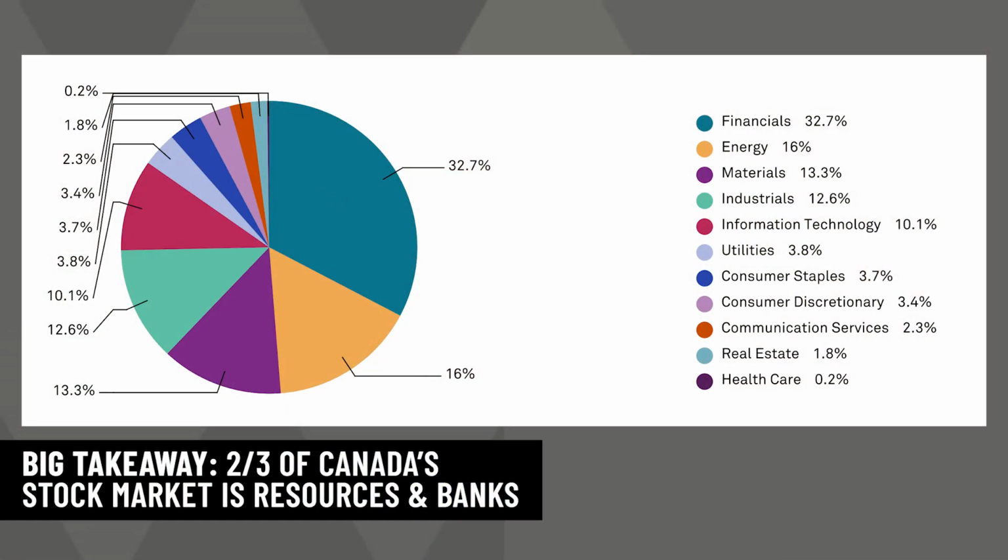The other big one that Americans should know about would be, of course, our financial sector. So we have these massive banks in Canada, and they take up about 32% of the TSX. So between the materials, energy, and financials, you're getting close to two-thirds of our market. So that's the kind of concentration you get. Whereas if you think about healthcare, for example, we have about 0.4% of our market in healthcare, less than 1%. In the US, it's like 11%.